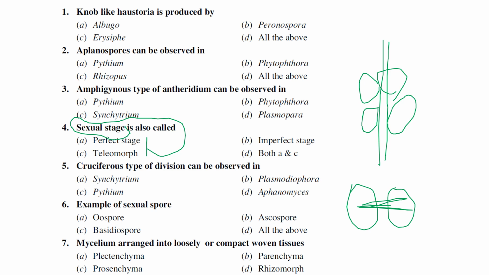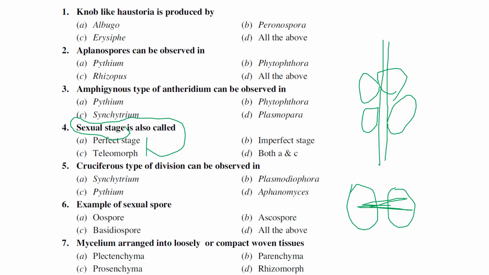The next one: cruciform type of division can be observed in Synchytrium, Plasmodiophora, Pythium and Aphanomyces. A couple of questions here are exactly related to life cycles, right? If you know the life cycle, then only can we answer here. When it comes to cruciform divisions, in the Plasmodiophora life cycle we can observe cruciform divisions. So these cruciform divisions are generally observed in Plasmodiophora. In Synchytrium, Pythium and Aphanomyces, no such cruciform divisions can be observed.